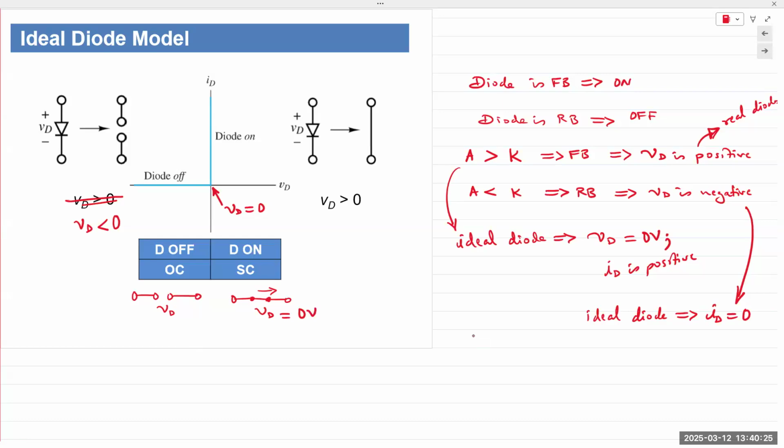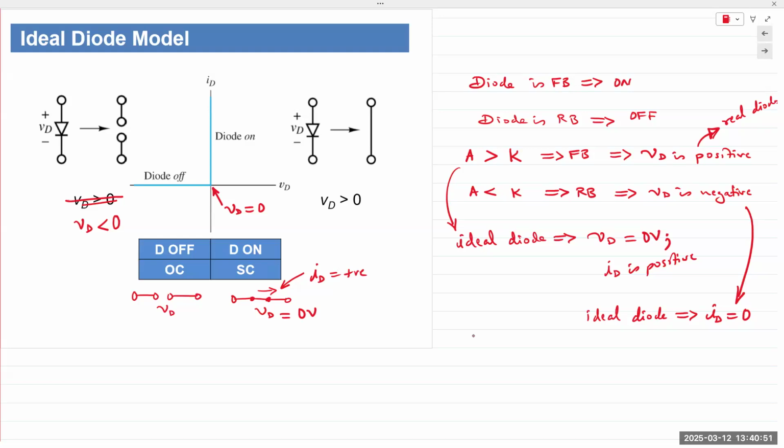The current should be positive, right? Diode current is measured as going from the anode towards the cathode, or through the cathode. And so ID must be positive. If it's negative, or if VD is some other value, then your answer is incorrect.